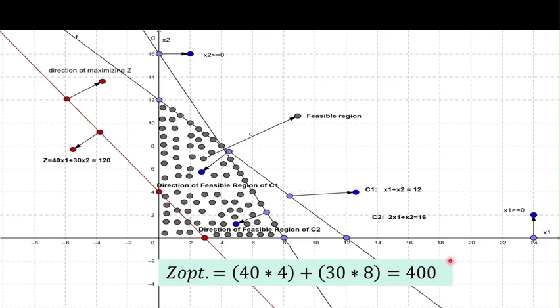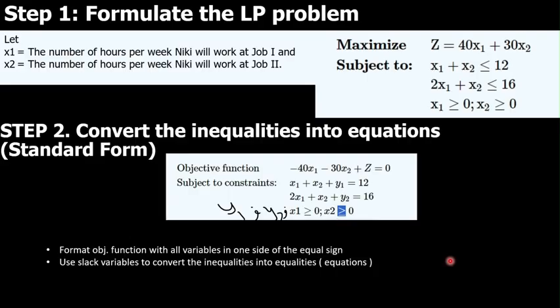Now we need to start talking about simplex. After converting the real-life situation, the word problem, into a mathematical model having inequalities, we still cannot use this model because of the inequalities. We don't know how much x1 plus x2 is, less than or equal to 12. Similarly, the same applies for 2x1 plus x2.